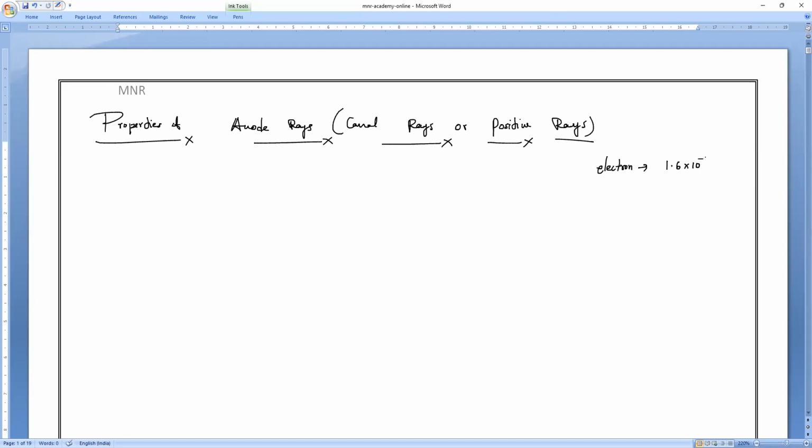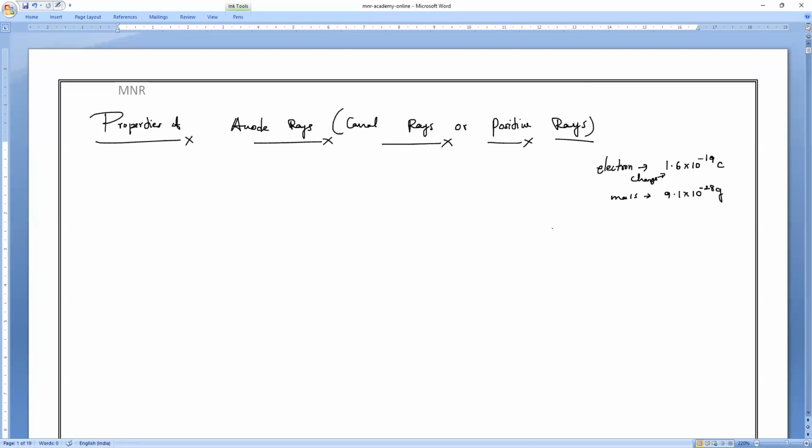And what is the charge of one electron, everybody? Charge of one electron is 1.6 into 10 power minus 19 coulomb. And what is the mass of electron? Yesterday also I told you. 9.1 into 10 power minus 28 grams.